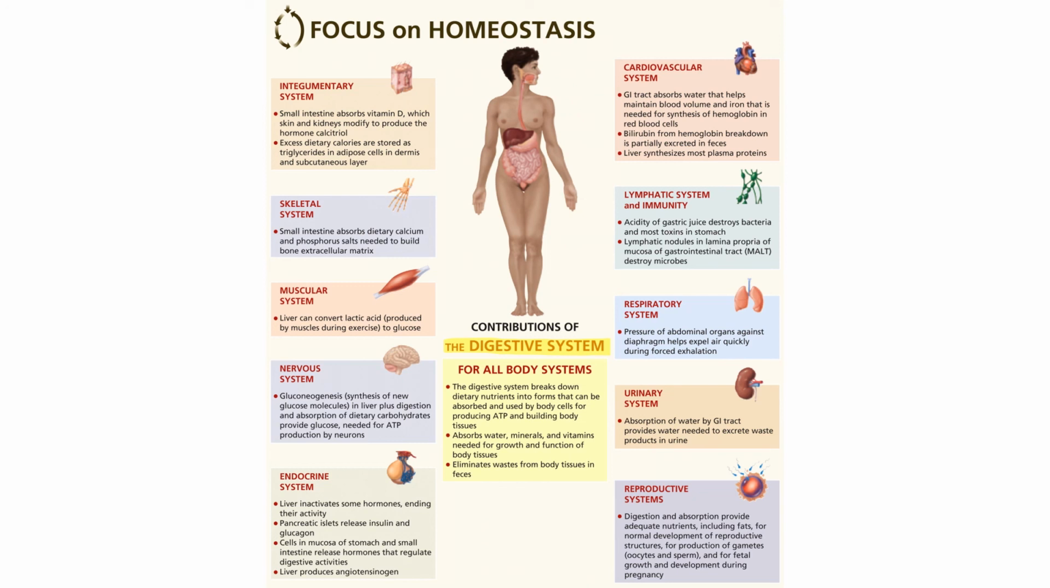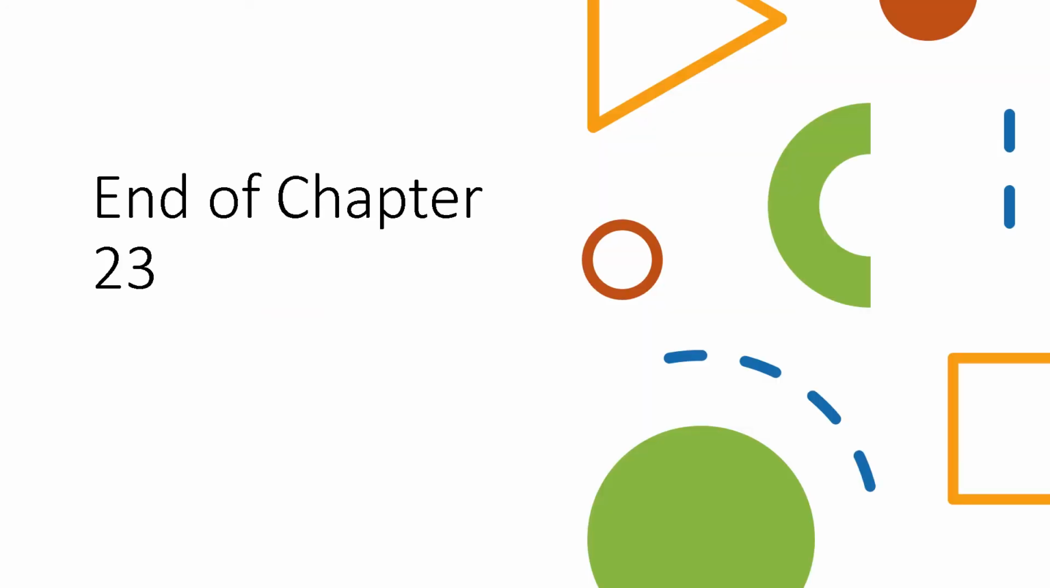As well as water. Water is a huge, huge resource that almost every other system of the body needs. All of our cells need water. When we are dehydrated, it can really wreak havoc on all of our body systems as well as just the cells in the body systems. So the digestive system is really important for that intake of water as well. So give a quick look over this slide for the different ways the digestive system affects all of them. And that will be the end of chapter 23.